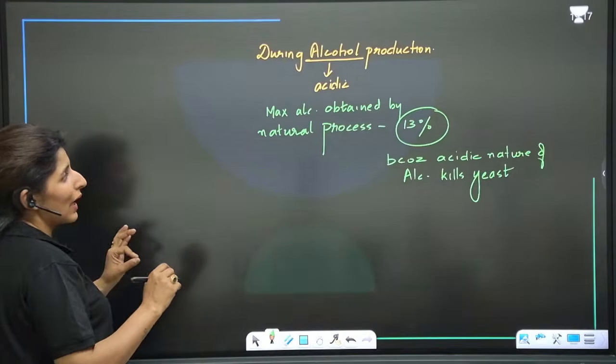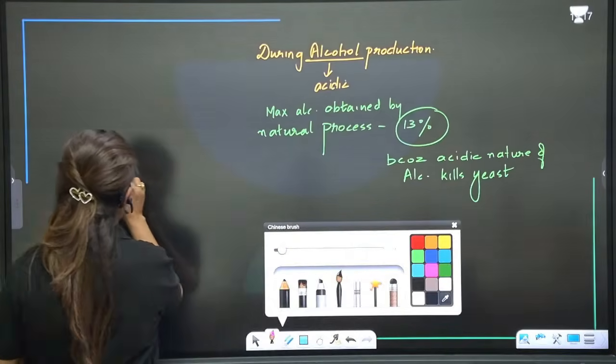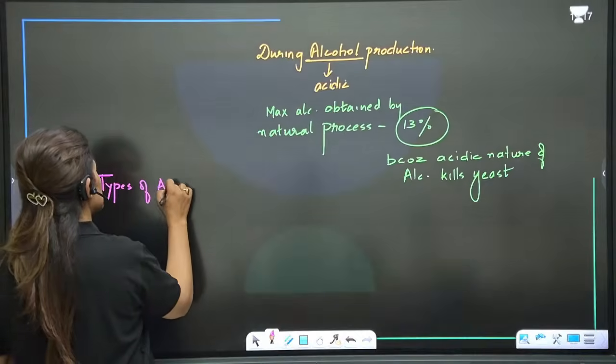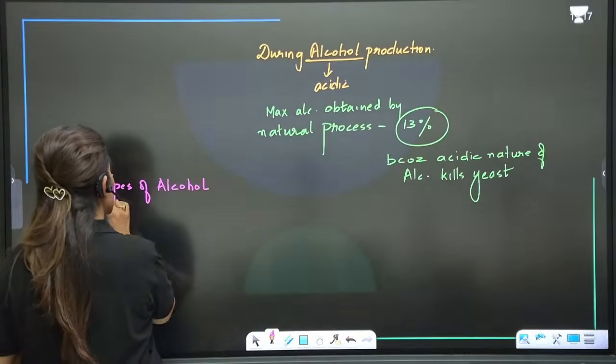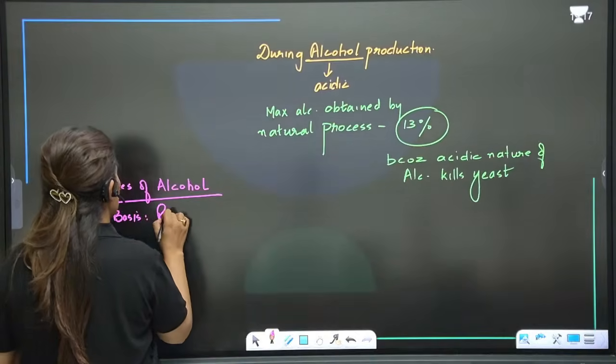So in case you want to obtain higher potency of alcohol, higher or hard liquors, for that you will have to distill it. Thereby, guys, we have two types of alcohols based on the process involved. You must always know the basis. The basis is the process involved.